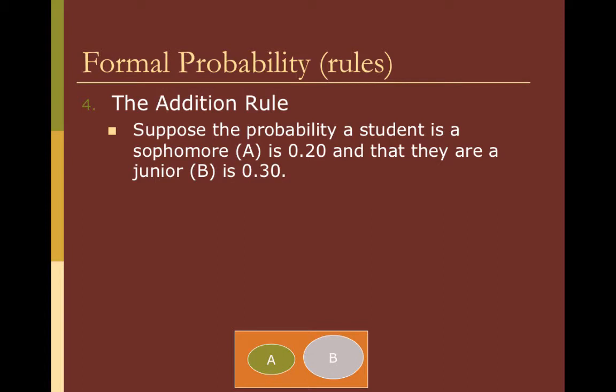Suppose the probability a student is a sophomore, we'll call this A, is 20%, and that they are a junior, we'll call this B, is 30%.